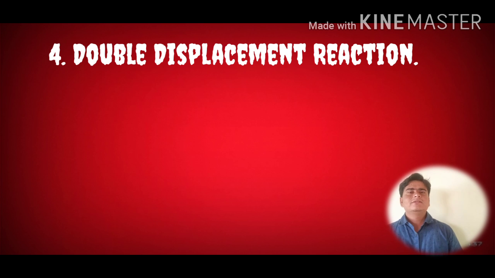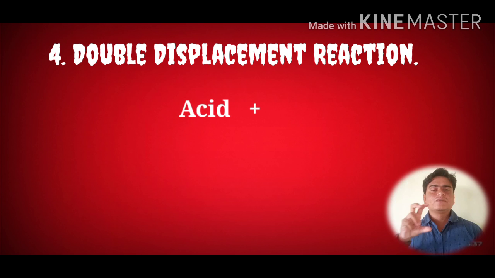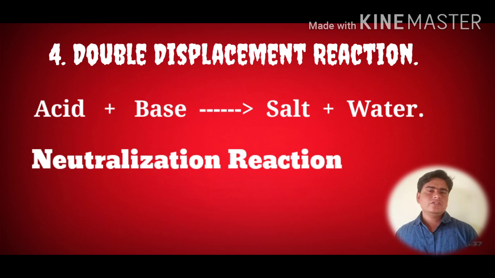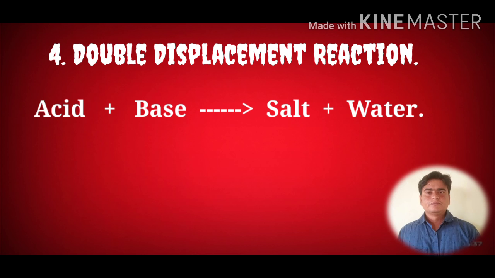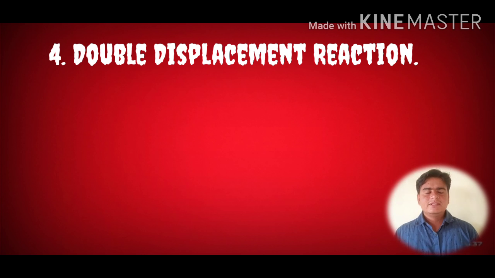Another example of the double displacement reaction is when acid reacts with base, it gives salt and water. Simply we can say this is the neutralization reaction. So HCl, when it reacts with NaOH, it gives NaCl plus H2O, means sodium chloride and water, salt and water we are getting. So this is called a double displacement reaction.